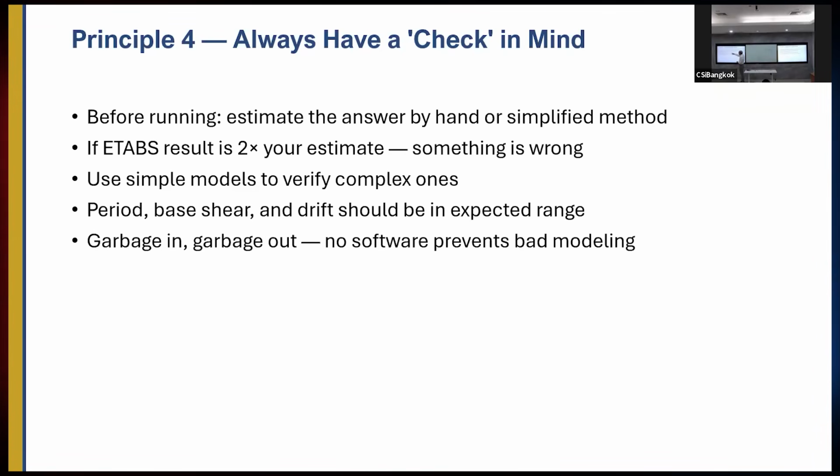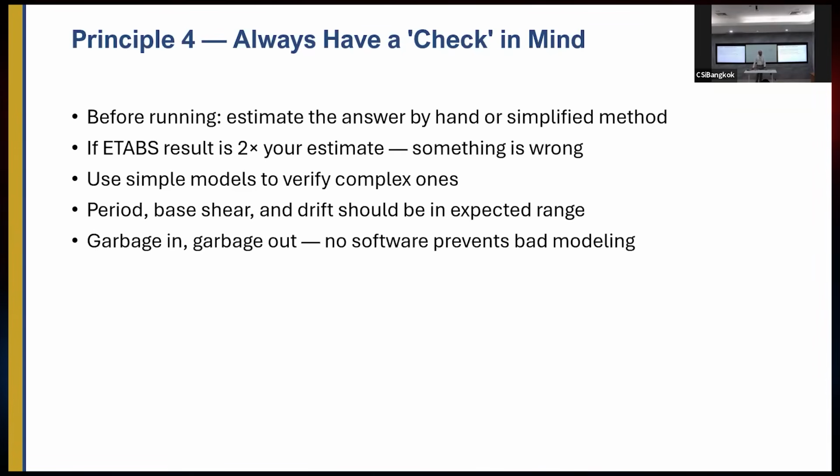And like I said, if the ETABS result is 2 times your estimate, something is wrong. But you have to have the estimate first, and you have to have a good estimate. So it cannot be so wrong. If your analysis differs too much from your estimate, either your estimation was not good, you don't know what you're looking for, or the model is wrong.